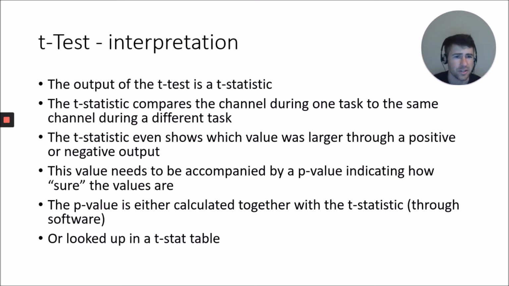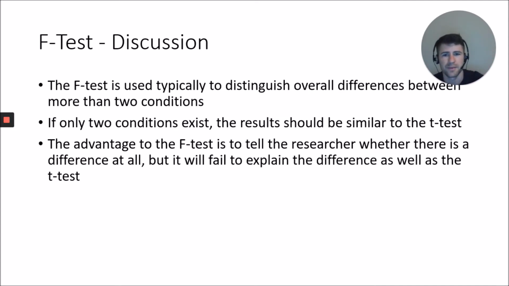To figure out which one is actually significant, you'll get a value, but is the value significant? You would need a p-value associated with that. Most software will automatically print the p-value with it, but oftentimes you'll actually have to Google a t-stat table, and you can look that up. And you look up the number of trials and the t-value you got.